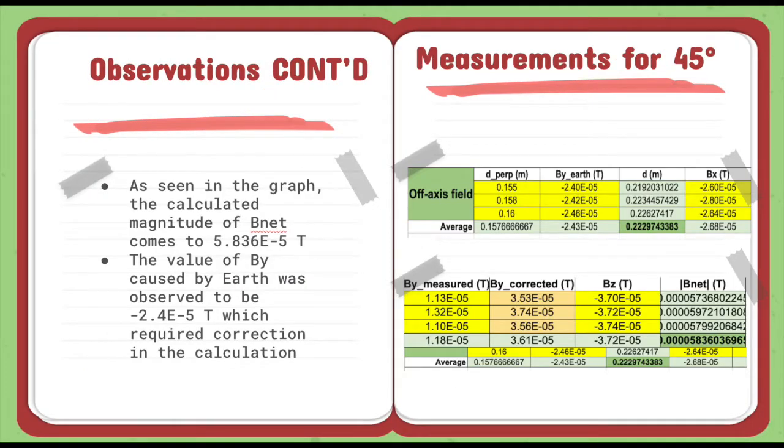As for the measurements at a 45-degree angle, we calculated the B net value to be 5.836 times 10 to the negative 5. One important adjustment in the calculation was that the magnetic field caused by Earth was observed to be negative 2.4 times 10 to the negative 5, and this had to be corrected for in order to find a correct value for the B net at 45 degrees.